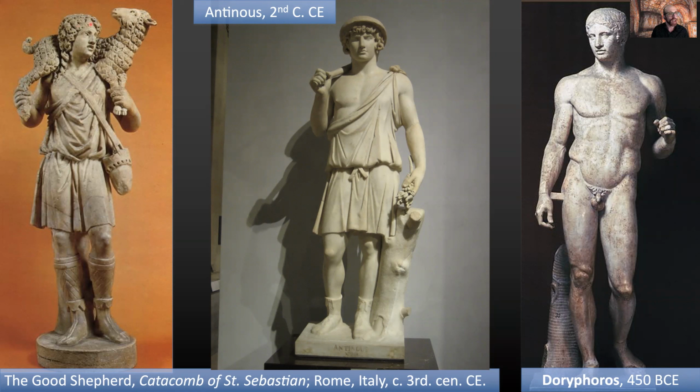And again, we see a youthful deity holding a sheep on his shoulders, and he's dressed in the simple clothing of a Roman shepherd. I offer you this image of Antinous, who was actually the lover of the Roman emperor Hadrian, but Hadrian enjoyed dressing up his beautiful young lover in a variety of costumes, and this is Antinous dressed as a Greek shepherd.